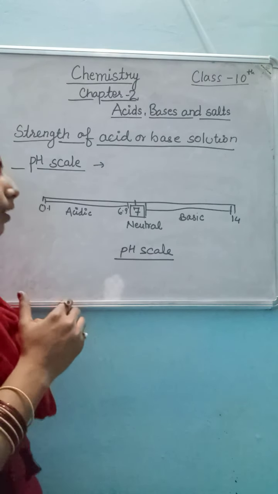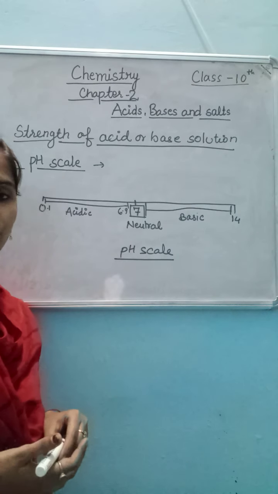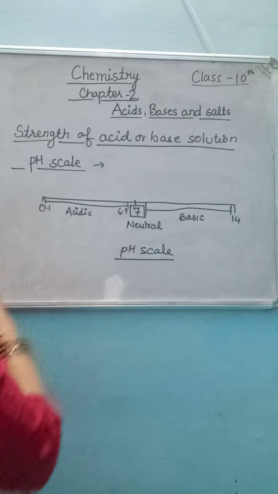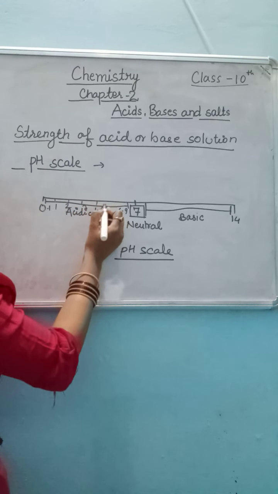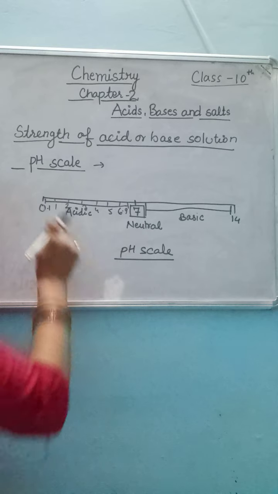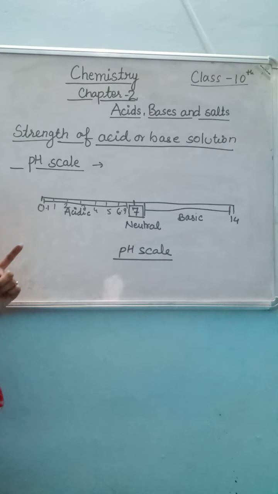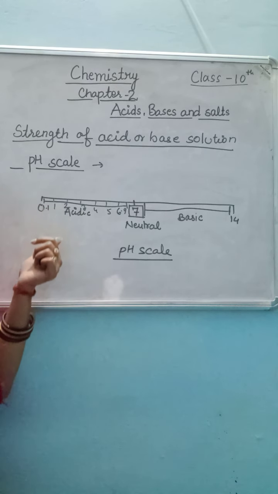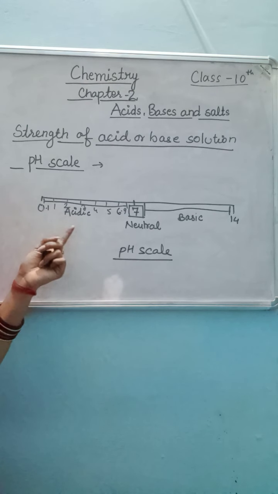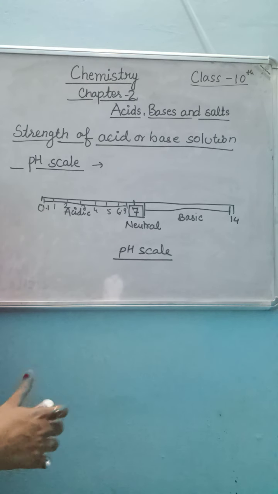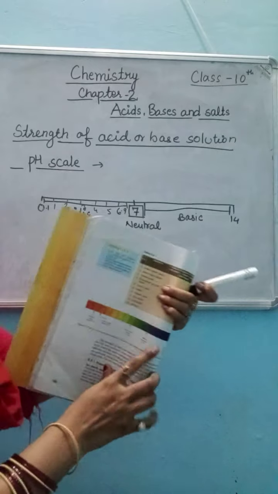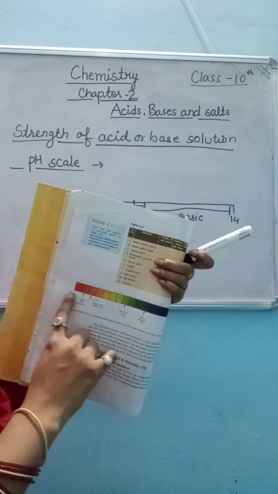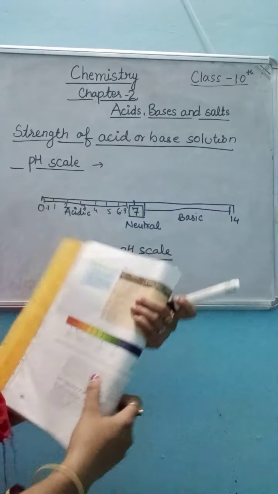Now the pH scale also has different colors at different pH values. It shows a different color at each pH value. Suppose at 1 it shows red color, then orange, then yellow. Like this it shows different colors. You can see these colors in your book also, given on page number 26. See, students, this type of color it shows.